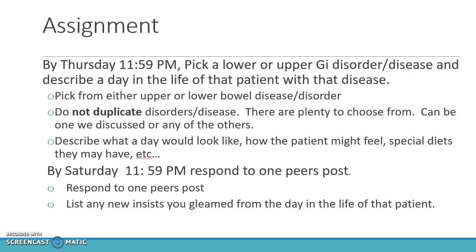And our assignment, I'm giving you till Thursday at 11 p.m. to pick a lower or upper GI disease and describe a day in the life of that patient. But pick one and don't duplicate, please. Describe what the day would look like, how the patient might feel, special diets, and then by Saturday at 11:59, respond to one of your peers on any new insights or ideas that you've gleaned from that and how the patient may feel.